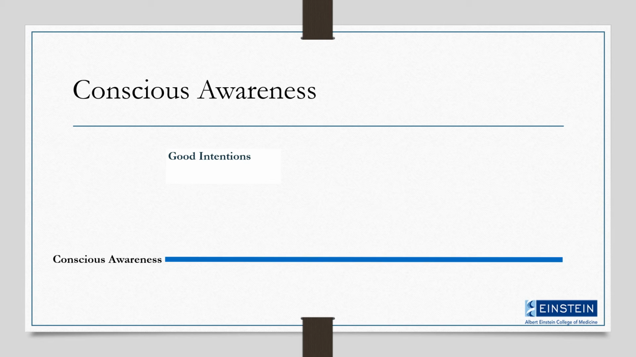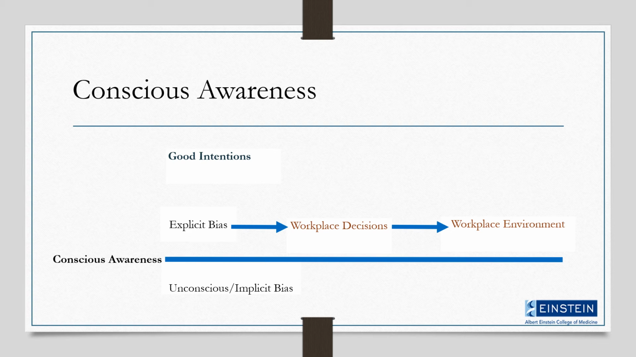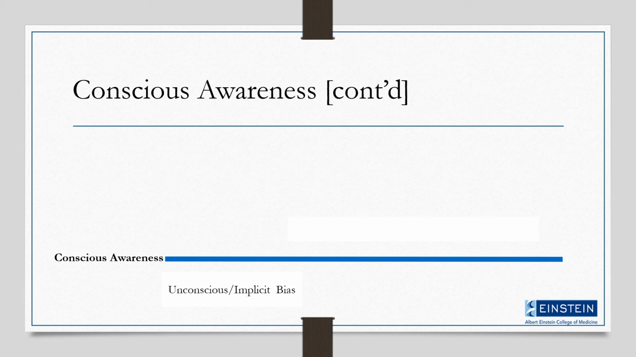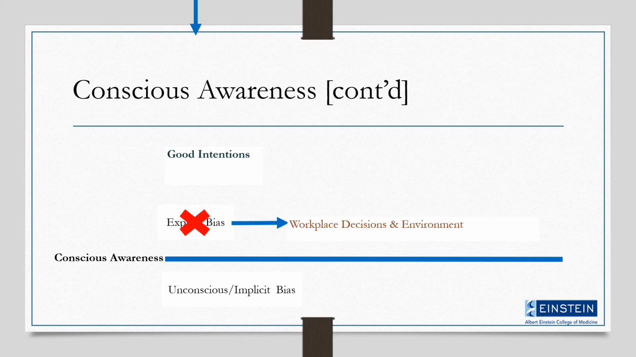If you take the blue horizontal line as the level of conscious awareness, you will see that unconscious bias lies below the level of your conscious awareness, and explicit bias is in the realm of your conscious awareness. Both can influence our workplace decisions and environment, along with many other factors including hiring decisions, advancement opportunities, and individual behaviors. If someone is explicitly biased based on ignorance and/or never having met someone of that identity before, then good intentions can prevail and get rid of the explicit bias. Good intentions eliminate explicit bias merely based on ignorance.